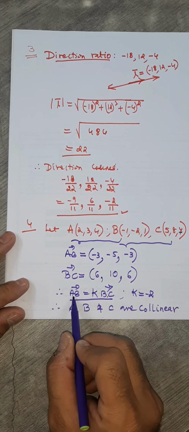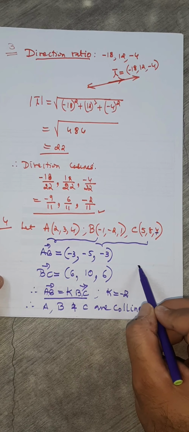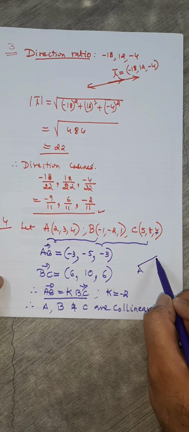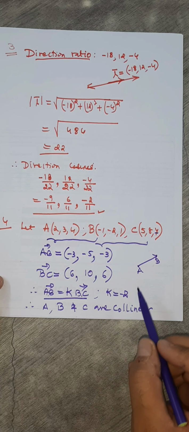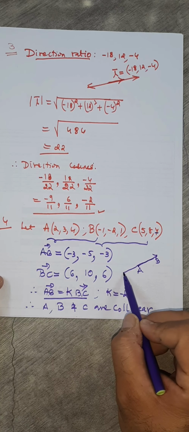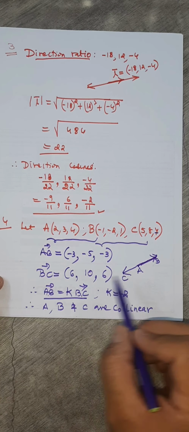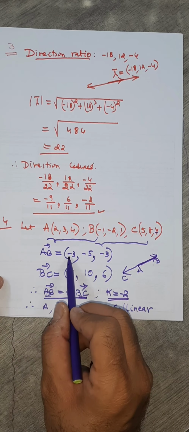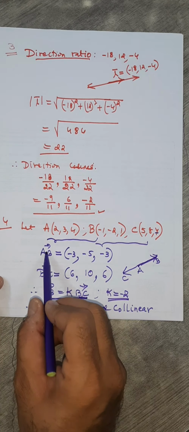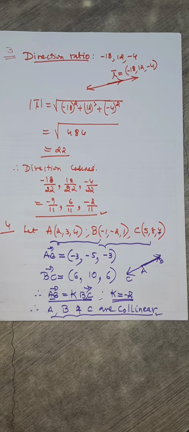In fact, here vectors AB and BC are in opposite directions. It's like this, for example. Here this is vector AB and BC will be in the opposite direction. BC might be like this, remember. This is BC, this is vector AB, like this. AB and BC are in opposite directions because k is minus 2 here. Multiply this by minus 2, you will get exactly this. So these vectors are collinear. We had such a question earlier.